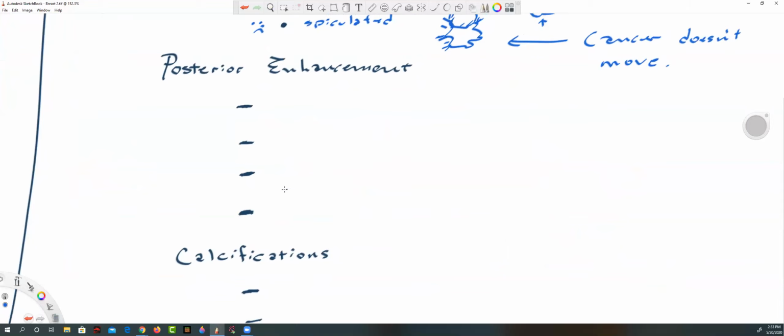Posterior enhancement. The book puts some other things in here that really aren't enhancements, so I'd say posterior enhancement or lack of enhancement. You could have none. And none is generally good.